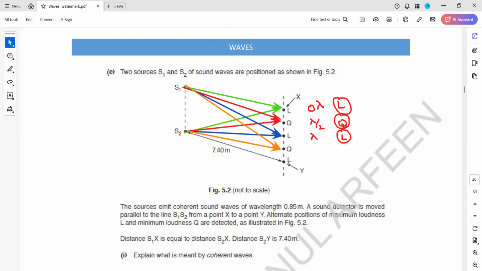And what will be the path difference? In this case, the path difference will be 3/2 lambda. So destructive interference happens when the path difference is lambda/2, 3/2 lambda, 5/2 lambda, 7/2 lambda. They cancel out the effect of each other.